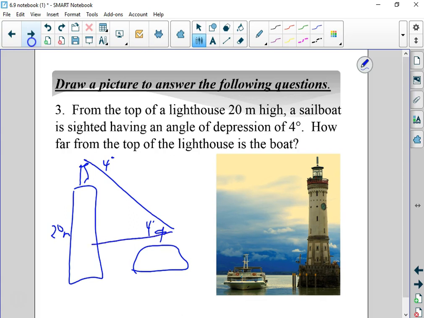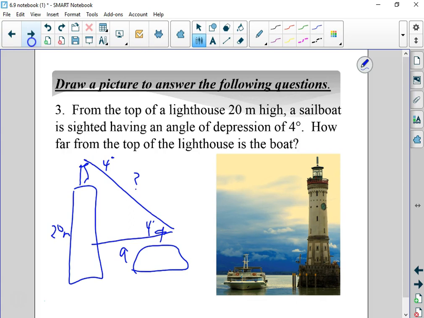Did I say lighthouse? Yes. Lighthouse, whatever. We're trying to find this measurement right here. We're trying to find the hypotenuse again, because it says, how far is the top of the lighthouse to the boat? That gives us a clue. Now, if it said, how far is the boat from the lighthouse, then we'd be talking about this measurement down here. But that's not what it's asking for.